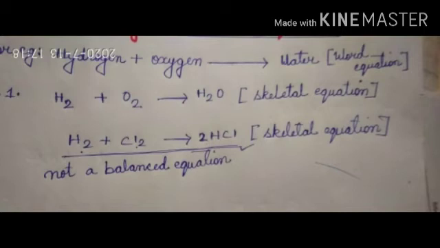This is because a chemical reaction is just a rearrangement of atoms. The atoms themselves are neither created nor destroyed during the course of a chemical reaction. Therefore, H2 plus Cl2 yields 2HCl. This is now a balanced equation.